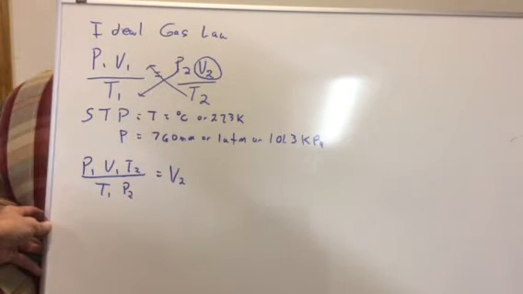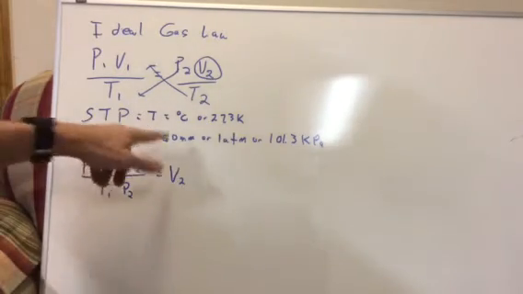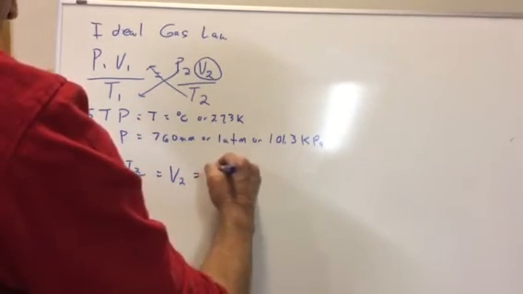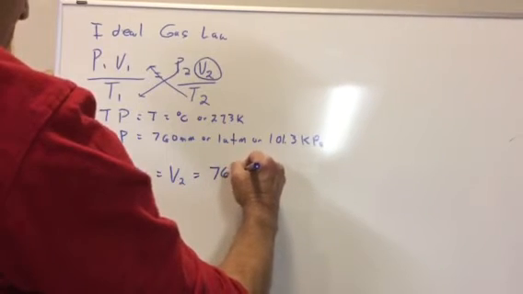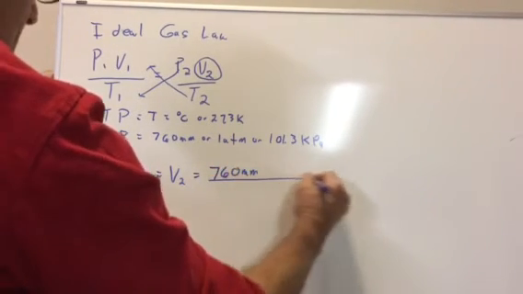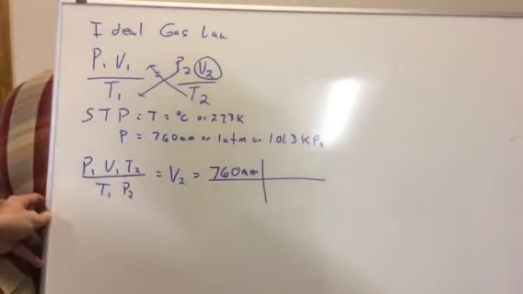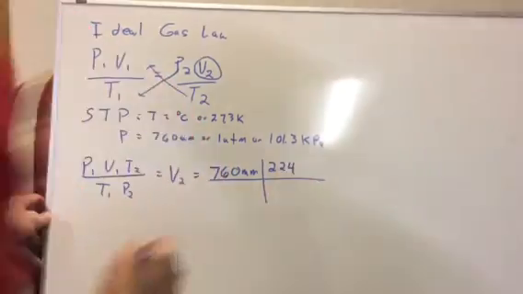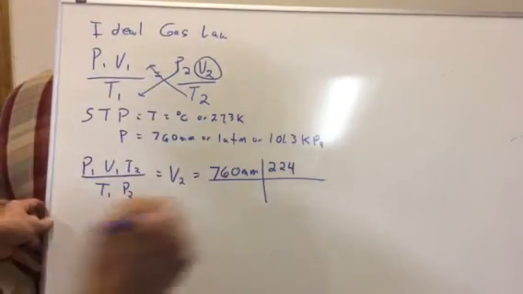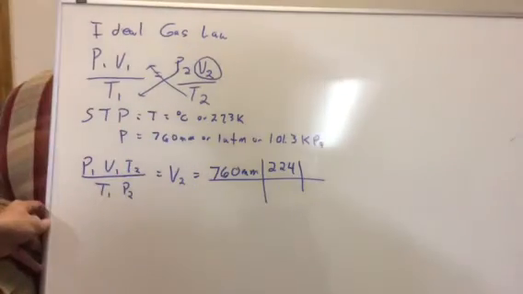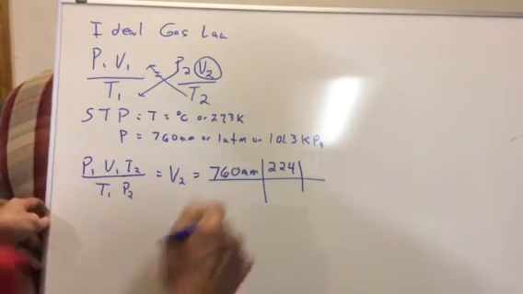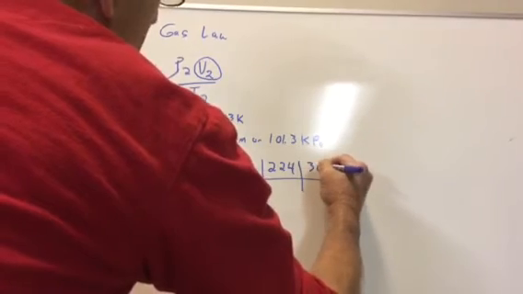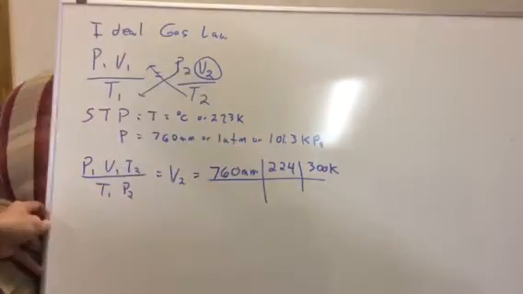Now let's go back to my problem. Since I'm given millimeters of mercury as P2, I want P1 then to be in the same unit. So P1 is 760 millimeters. Remember, I'm told it's at standard conditions. The initial volume is 224 liters. The new temperature, we're told, is 27 degrees Celsius. Add that to 273, you get 300 Kelvin.